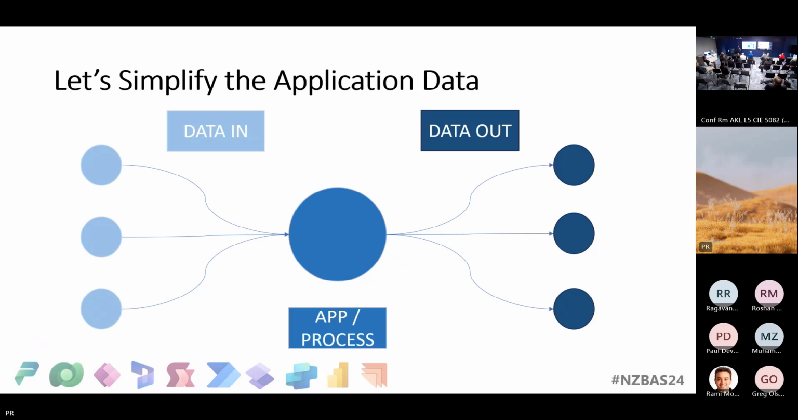Okay. So let's look at the application data and stuff. Ultimately what we're talking about is data in, data out. That's the most important part: you have an app or maybe a process, you put in the data, and you take out the data. So what is the most critical one on this side?